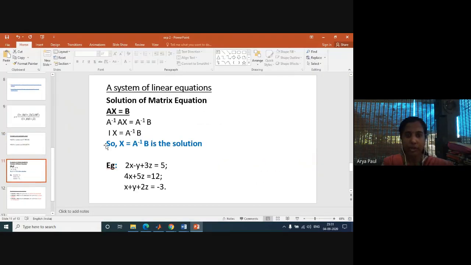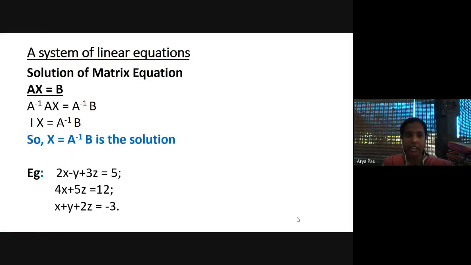Now I want to convey system of linear equations. So we are going to introduce system of linear equations, the solution of a matrix equation. All of you have heard about this matrix equation, Ax is equal to B format, where A is a matrix, a square matrix.